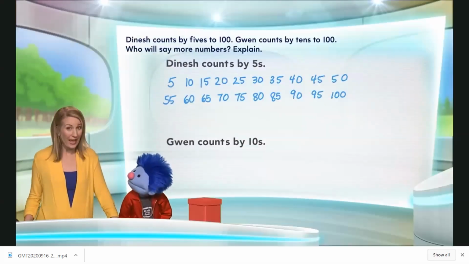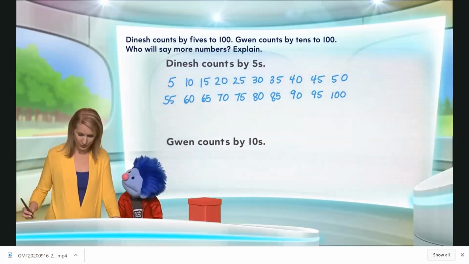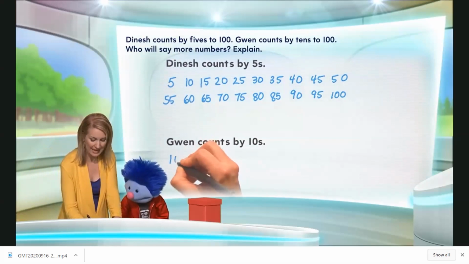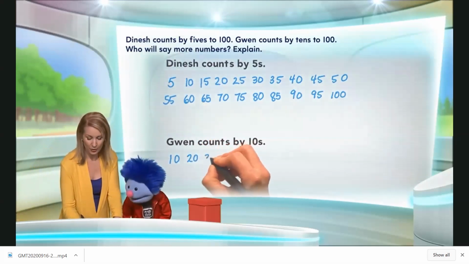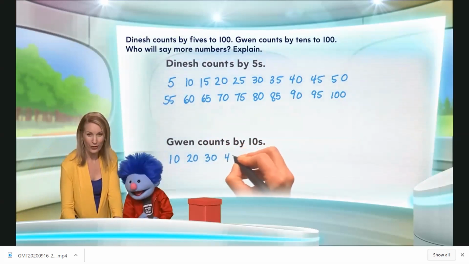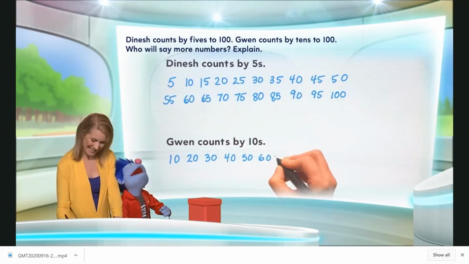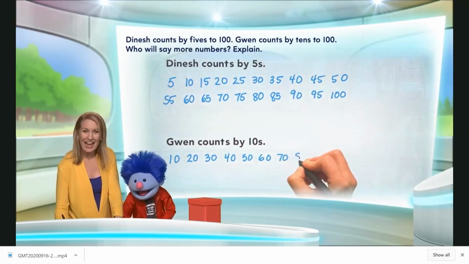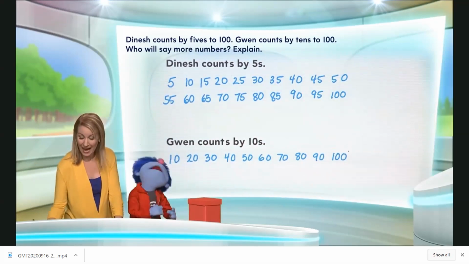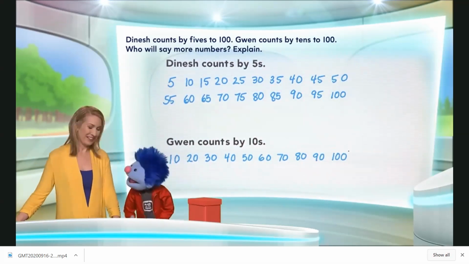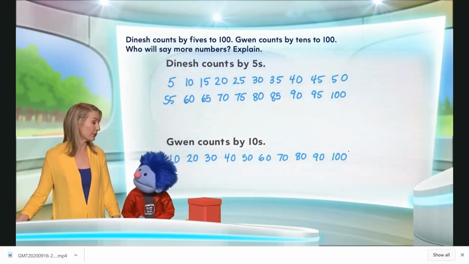Now, Gwen counts by tens. Oh, can we do that too? All right, let's begin with the first 10. And then what comes next? 20, 30, 40, 50, 60, 70, 80, 90, 100. Great job. Okay, so who said more numbers?